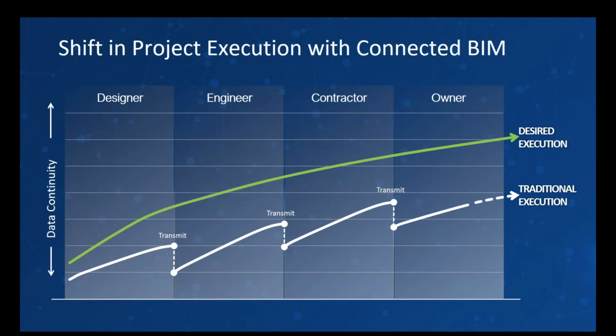So what they've done is they've shifted the project execution with connected BIM. Once we put everything in the same spot and we pass it from designer to engineer, contractor, and owner, we have this concept of connected BIM. We're no longer losing information during these transmits between the different stages of a project, and we have a much better execution as a result.